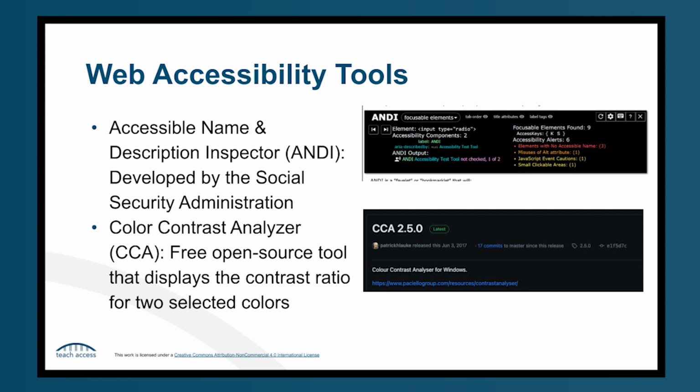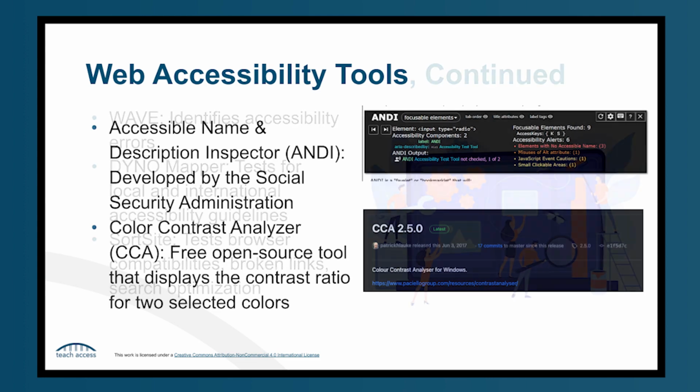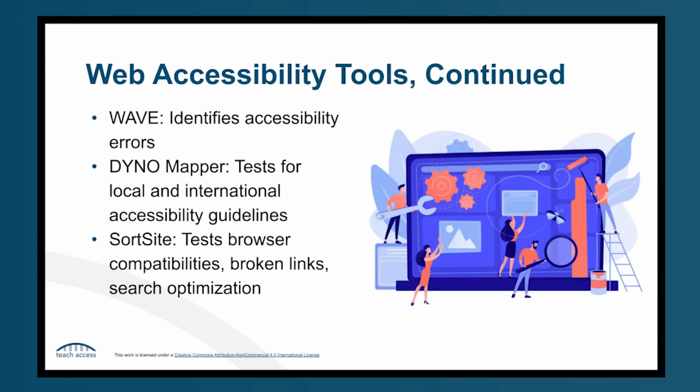Color Contrast Analyzer, or CCA, is another free open-source tool that displays the contrast ratio for 2 selected colors. CCA inspects color contrast when ANDI cannot programmatically identify contrast. Follow the links provided. Wave is a free web accessibility evaluation tool. It can identify and assist a testing evaluator with identifying and revealing accessibility errors and potential accessibility issues and features.